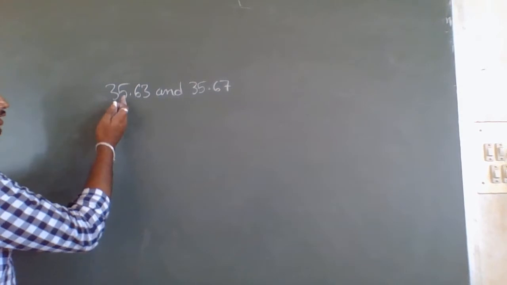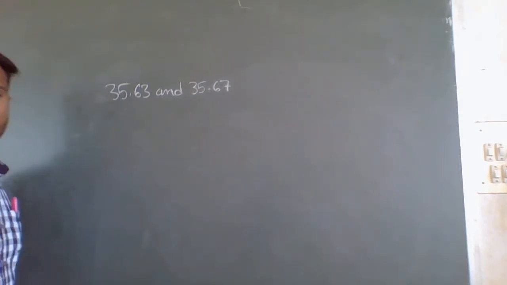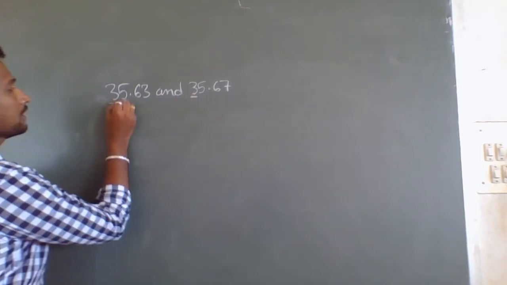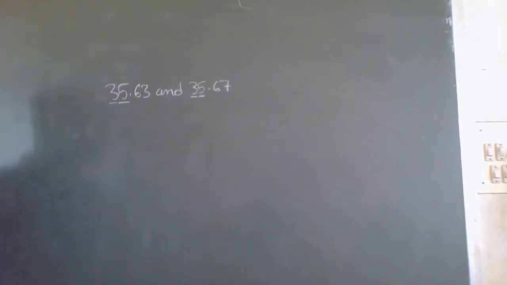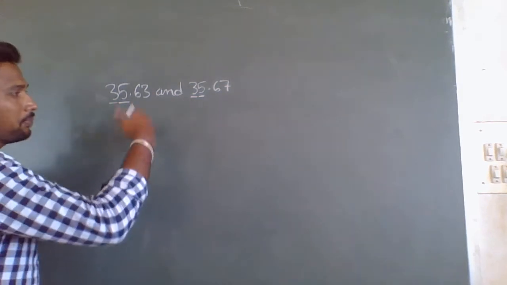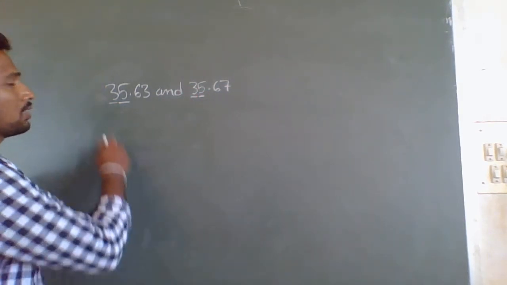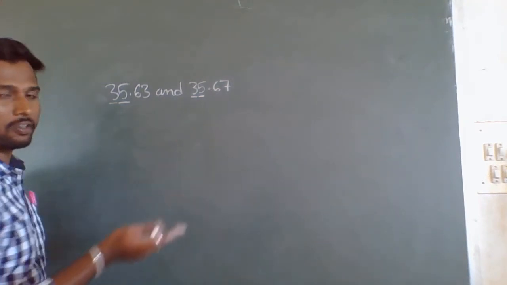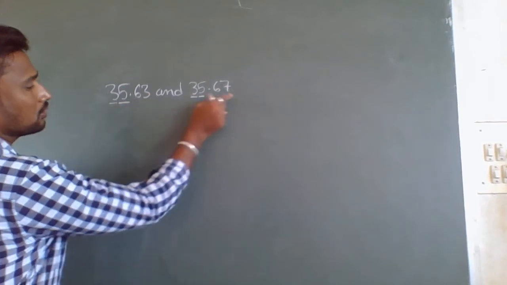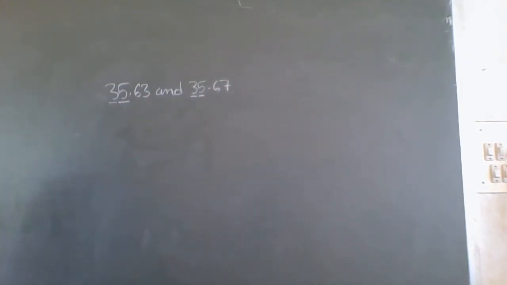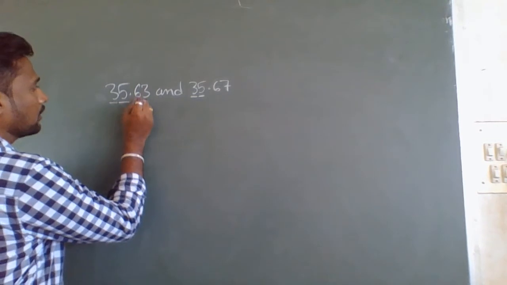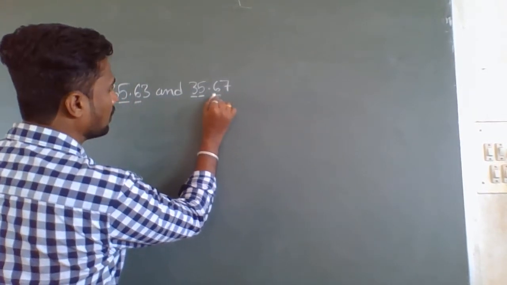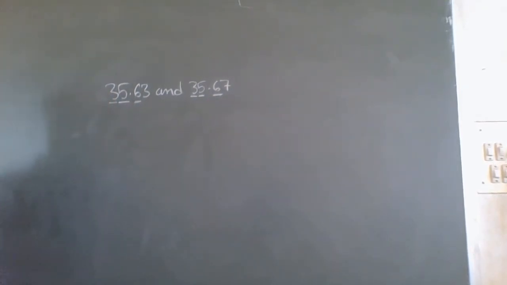We need to check the left part of the decimal point. So here also 3 is there, here also it is 3, next digit is 5, and here also it is 5. So here at the left part of the decimal point, numbers are the same. Okay, so now we will compare the right part of the decimal points, means these two numbers. So here we will start with the tenths position. Here at the tenths position 6 is there, and here also 6 is there. Both the numbers are the same.